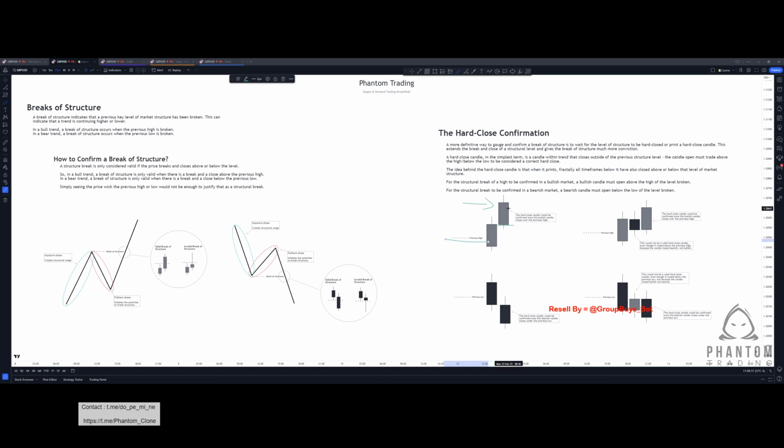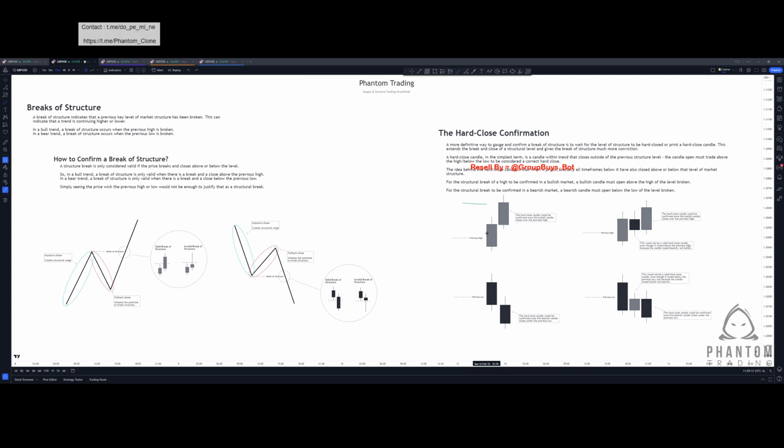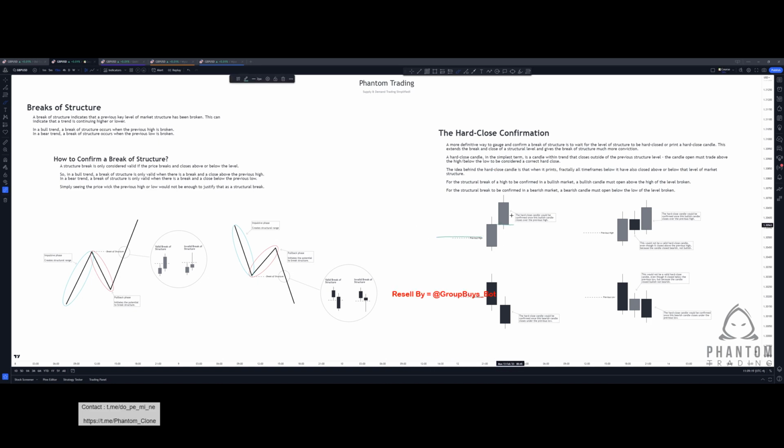Now, simply put, if we're looking in a bullish market and we're looking for that hard close candle of the previous high, we want to see a bullish candle that opens above the previous high, to put it in the most simplistic terms. So the candle that opens above the previous high would be considered our hard close candle, so long as it opens and closes above that high.